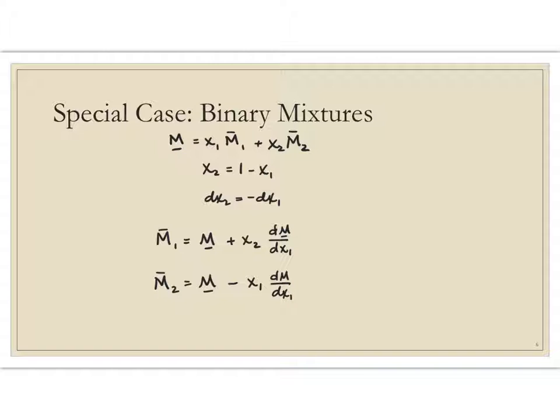And then we looked at the generic M again for binary mixtures. And if we looked at that case, then we just have x1 partial molar M1 plus x2 partial molar M2. But if x2 is 1 minus x1, then we have dx2 is negative dx1. And I can make some substitutions, take some derivatives, and I ended up showing that the partial molar property 1 is the specific property M plus x2 times how the M changes with x1. And for M2, I get M minus x1 dM/dx1. Really, that sign change there is because dx2 is negative dx1.